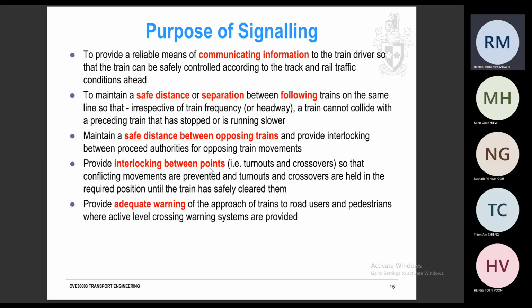And then to provide interlocking between points to make sure that conflicting movements are prevented and turnouts and crossovers are held in the required position. Then to provide adequate warning for the trains, particularly if it's sharing space with road users and pedestrians. Even though it could be fenced out, sometimes you can't avoid it, especially in the crossing part. So if that part is shared, you have to provide adequate warning signs to warn road users and pedestrians of the incoming and outgoing trains.